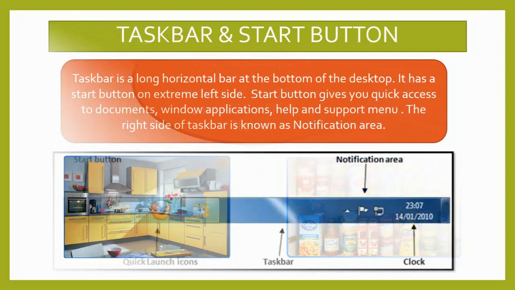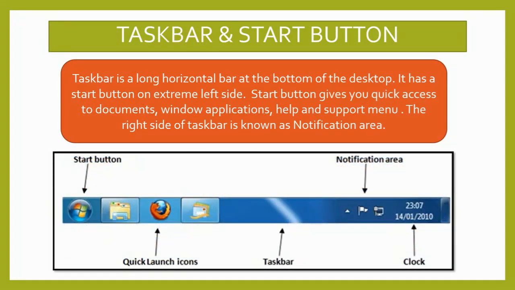Now let's talk about taskbar and start button. Taskbar is a long horizontal bar at the bottom of the desktop. It has a start button on the extreme left side. The middle section of the bar shows the buttons with the label for each open application and allows us to quickly switch between them. We can activate the application window by clicking on its taskbar button. We can also add or remove items from the taskbar.